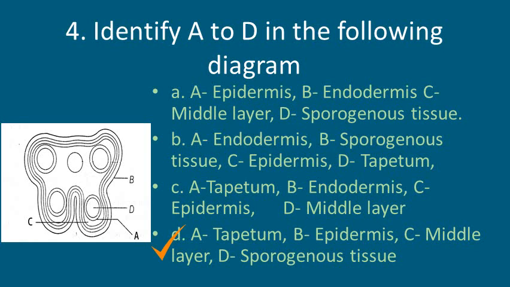So from A and D we can find out that the correct answer is option D. So here the correct order is that A is the tapetum, B is the epidermis, which is the extreme outer layer of the anther, C is the middle layer just next to the tapetum, and D is the sporogenous tissue.